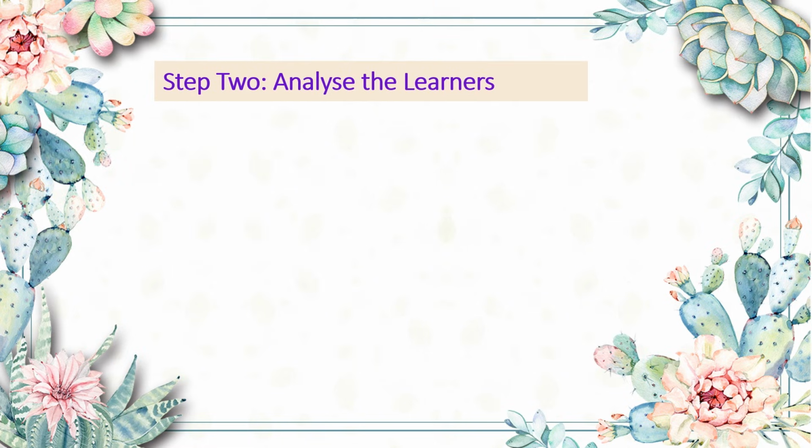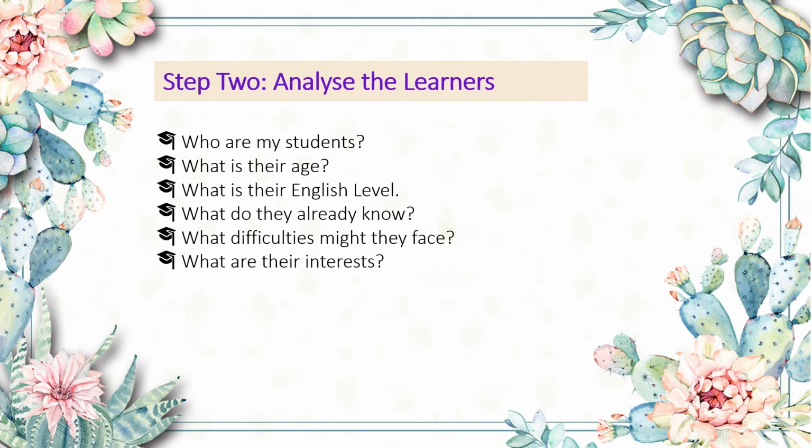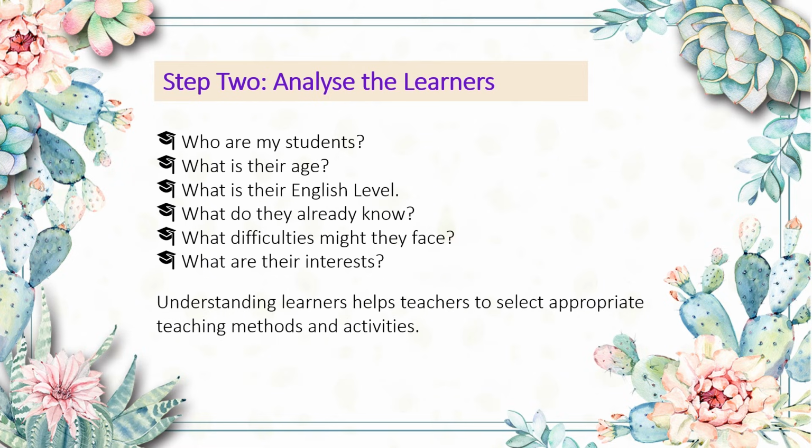Step 2. Analyze the learners. Before teaching, a teacher should understand the learners. A teacher should ask himself, who are my students? What is their age? What is their English level? What do they already know? What difficulties might they face? What are their interests? Understanding learners helps teachers to select appropriate teaching methods and activities.